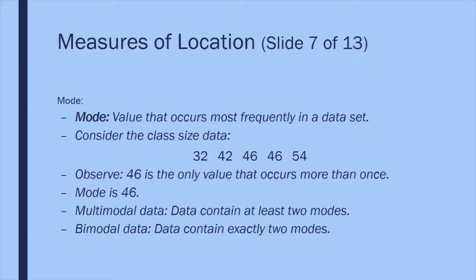Now, there is what we call multimodal data. Occasionally, the greatest frequency occurs at 2 or more different values, in which case more than one mode exists. If data contain at least 2 modes, we say that they are multimodal. A special case of multimodal data occurs when the data contain exactly 2 modes. In such cases, we say that the data are bimodal.